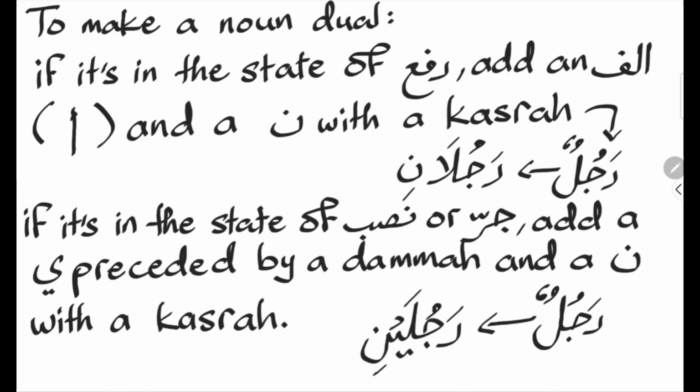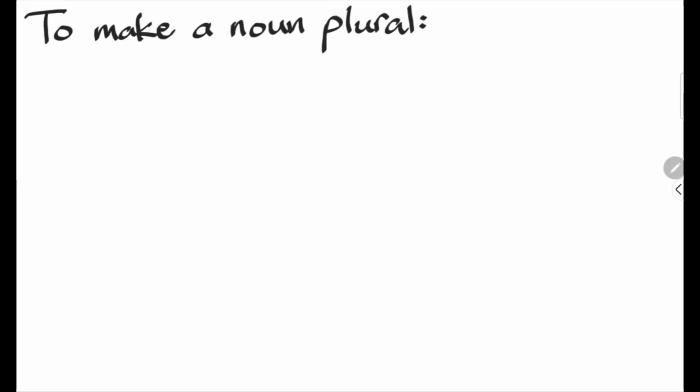So that was my mistake. Dhamma should have been fatha. There you go. If it's in the state of nasab or jar, add a ya preceded by a fatha and a noon with a kasra. This is how to make a singular word into dual form in the state of rafa, nasab, and jar. Now I'll teach you how to make it into plural.